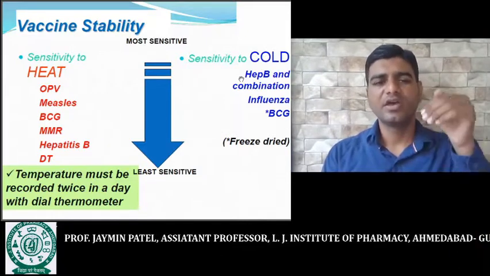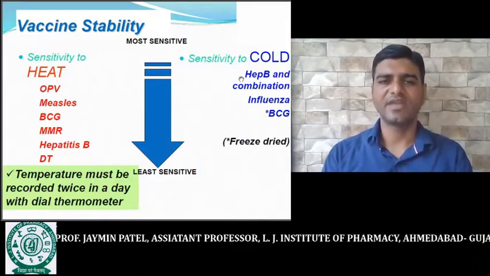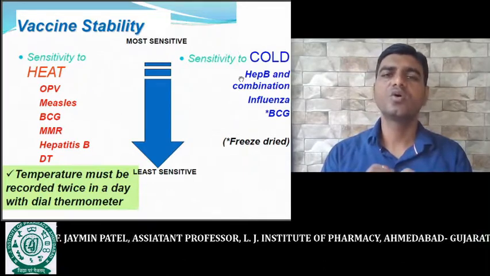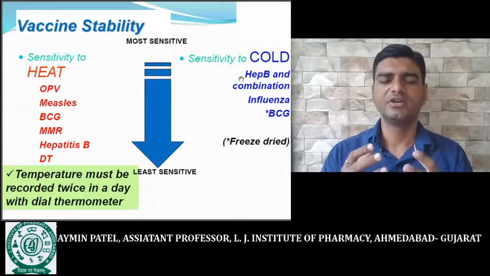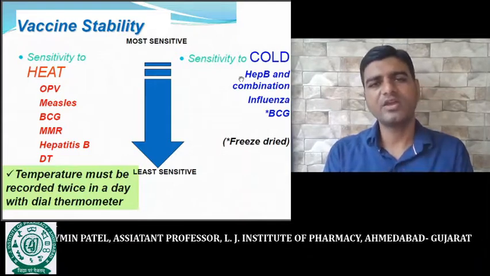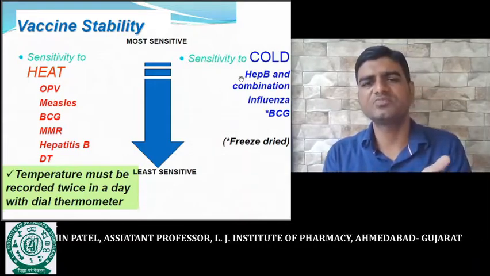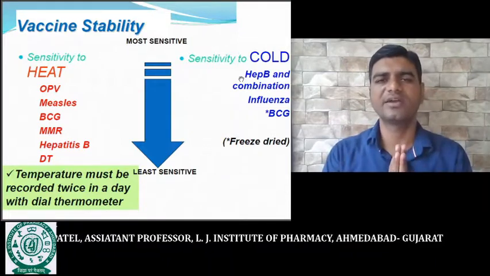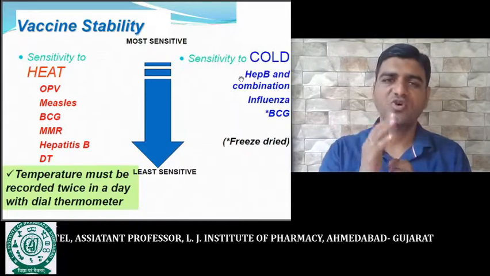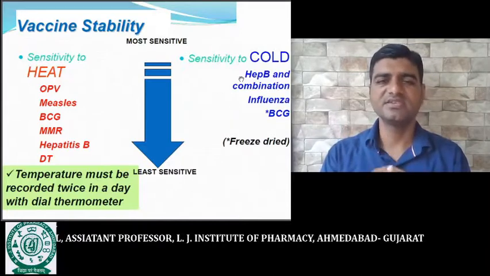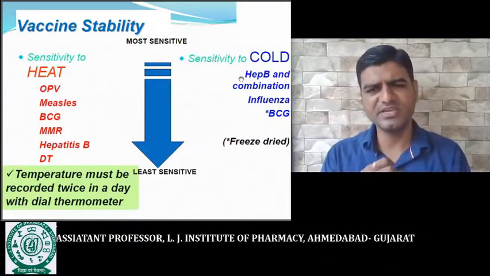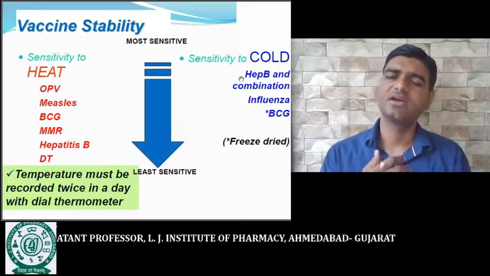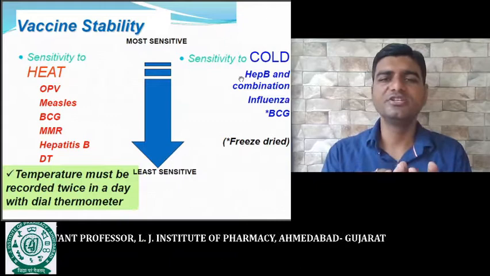Here, hepatitis B and DT at the bottom are less sensitive to heat. So if we store them in a cold condition, that is, at 4 or 5 degrees Celsius, it is suitable for these vaccine preparations. If I store hepatitis B or BCG at a very cold, freezing temperature, at a minus degree temperature, then these vaccines will be destroyed.